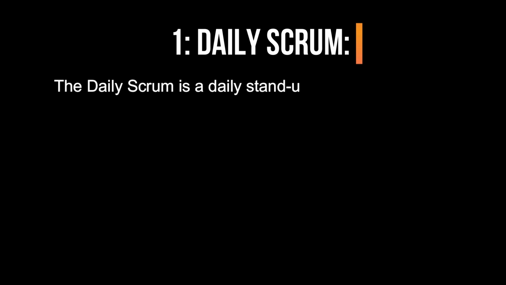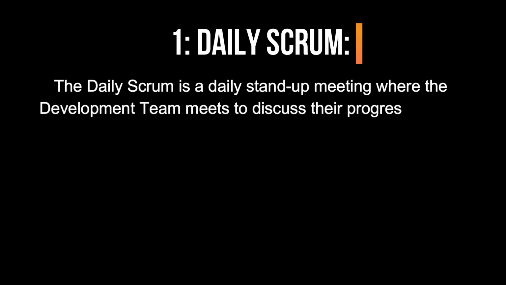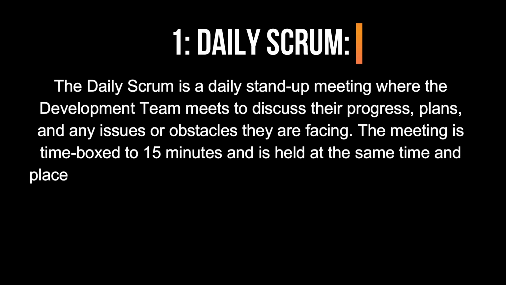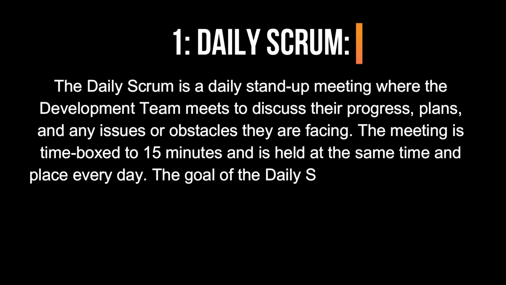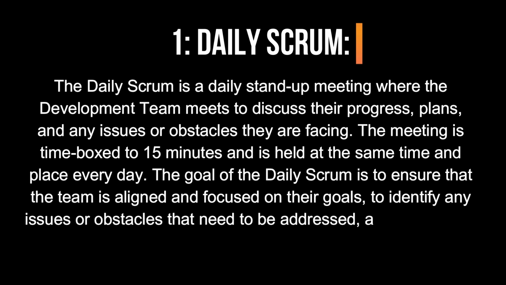1. Daily Scrum. The daily Scrum is a daily stand-up meeting where the development team meets to discuss their progress, plans, and any issues or obstacles they are facing. The meeting is time-boxed to 15 minutes and is held at the same time and place every day. The goal of the daily Scrum is to ensure that the team is aligned and focused on their goals, to identify any issues or obstacles that need to be addressed, and to plan their work for the day.